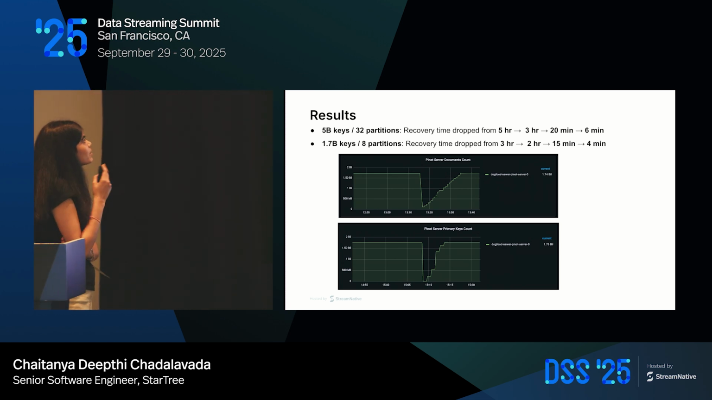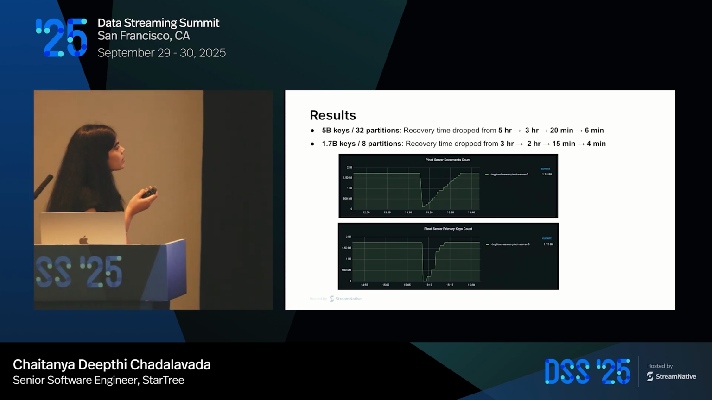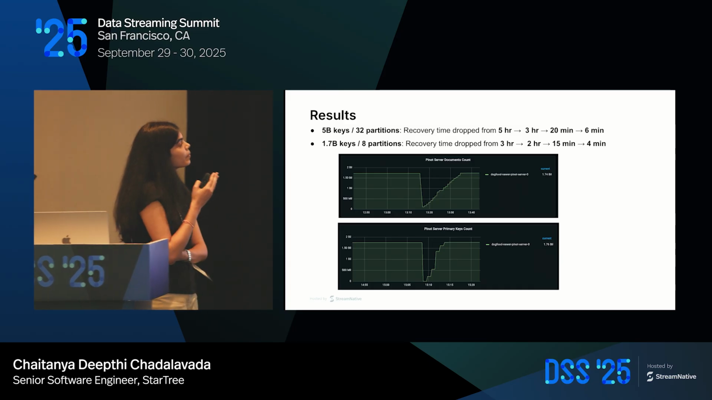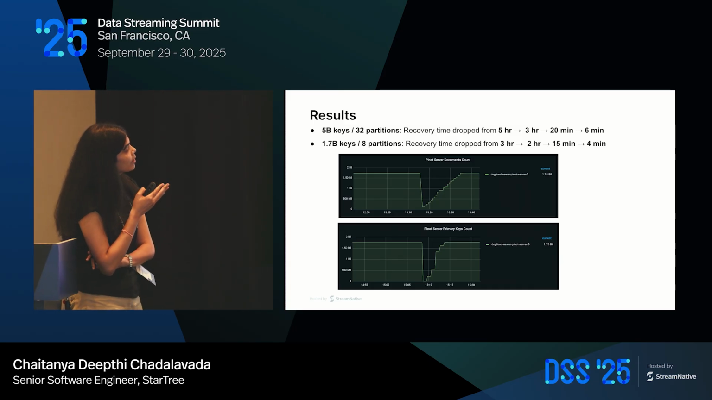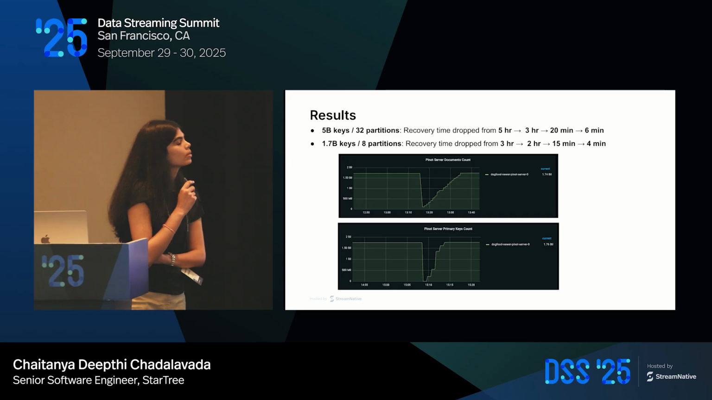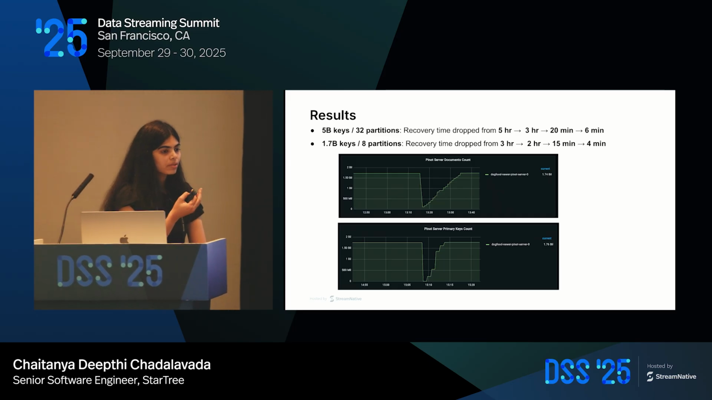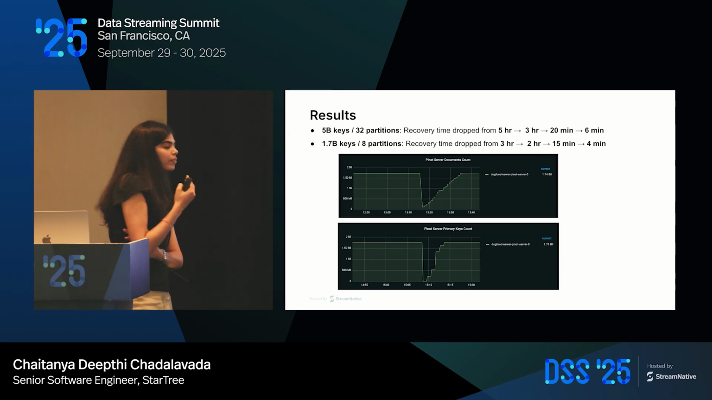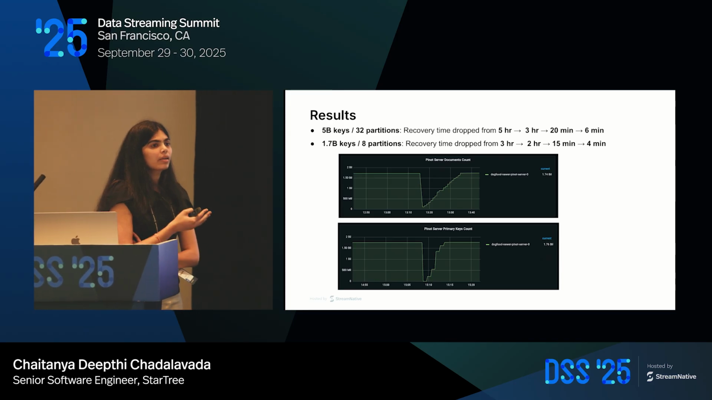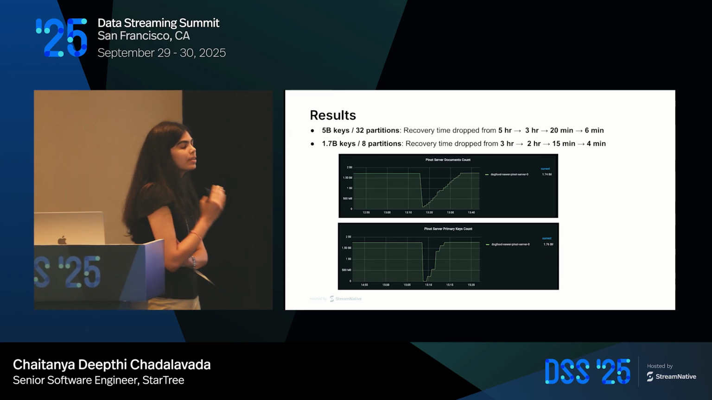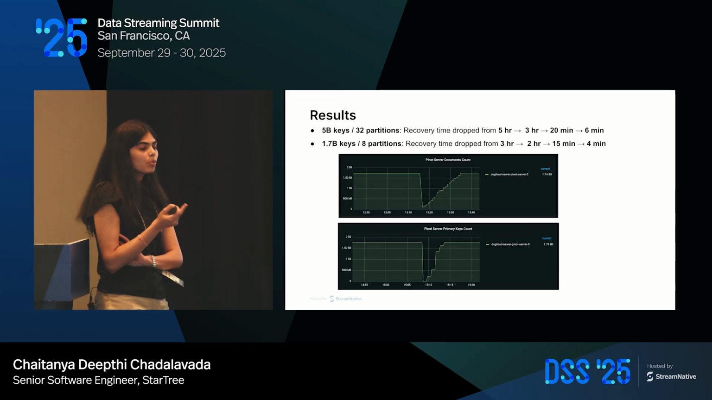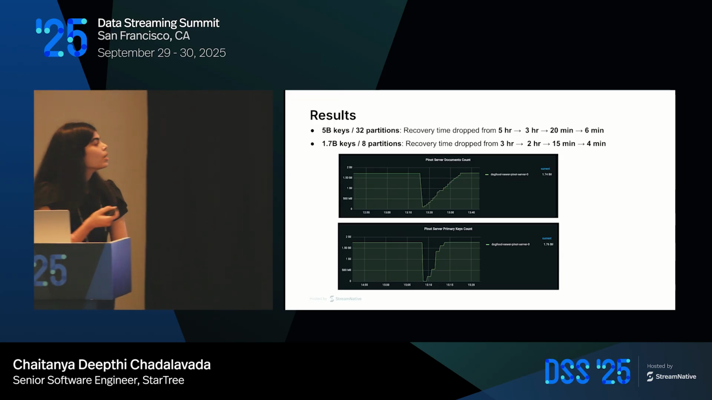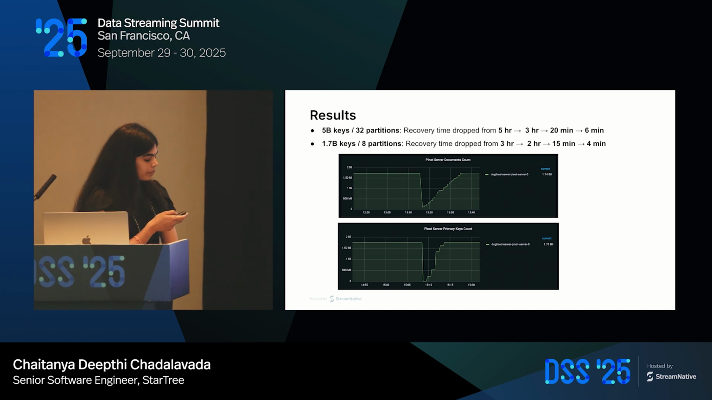Similarly, for 1.7 billion primary keys spread across 8 table partitions, the recovery time dropped from 3 hours to 2 hours, and then 15 minutes to 4 minutes. So now, if you want to crash a server or restart a server, you don't have the pain of managing this metadata in Apache Pinot with Upsert tables. Now, updates are as fast as inserts, and restart times are very quick.